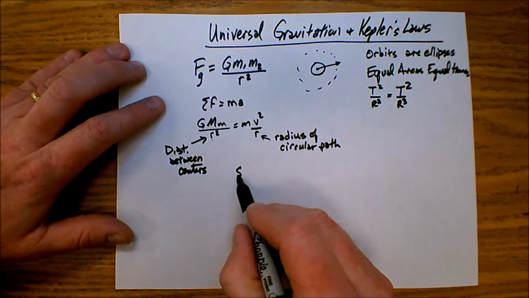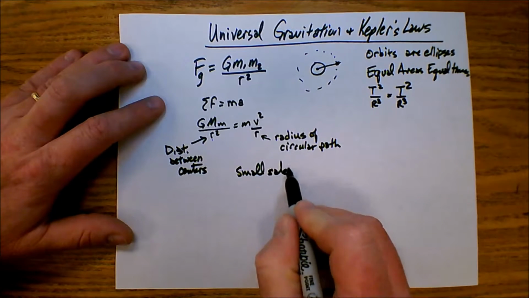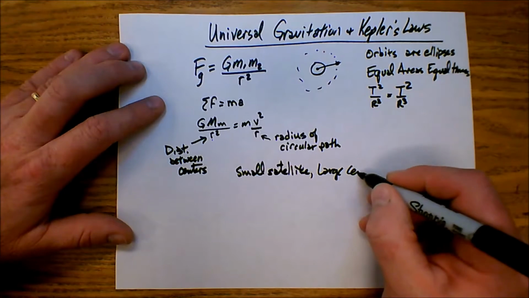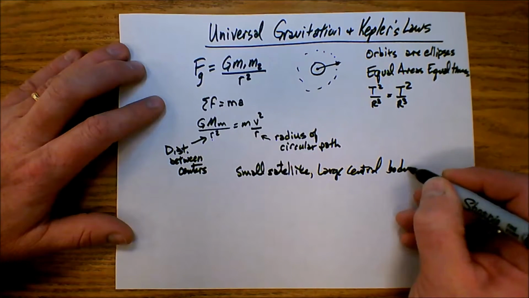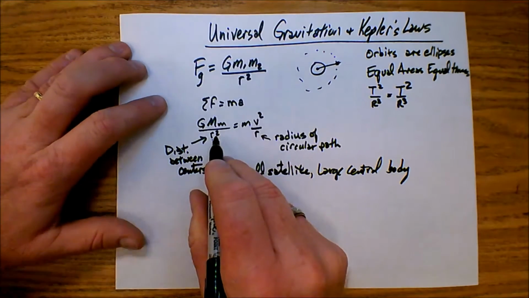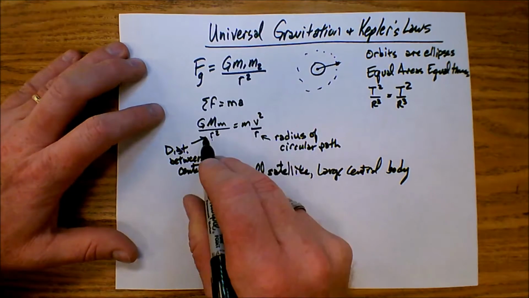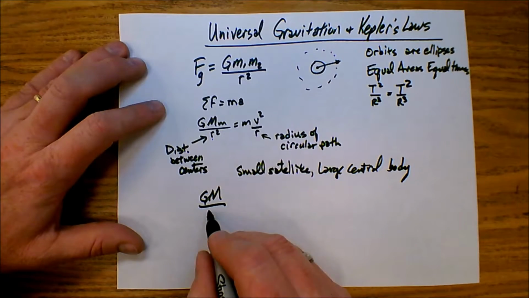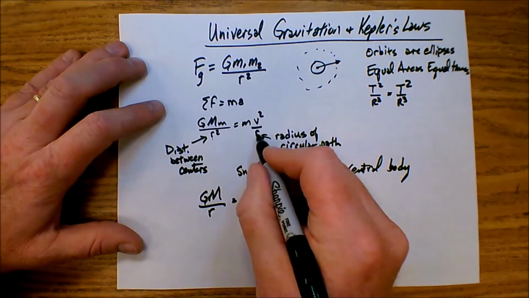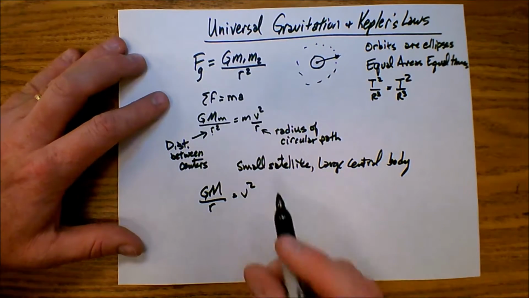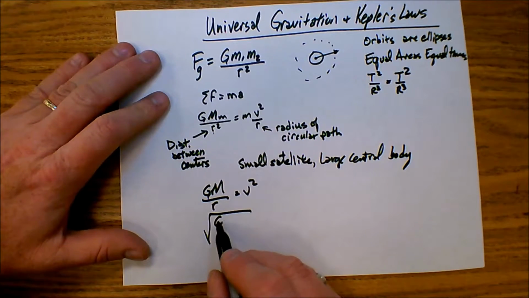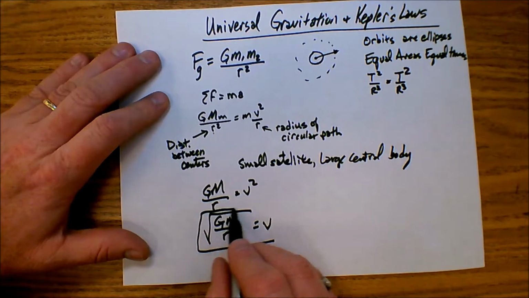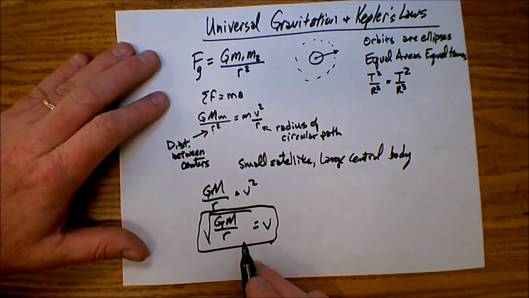So in the case of a small satellite orbiting a large central body, then the r's are the same. And so this r, I can multiply both sides by r. I can also cancel out an m. That leaves me with G times the mass of the central body over r equals, the m divided out, the r canceled out, v squared. And so the speed of a satellite can be found by taking this formula. Square root both sides. G, mass of the central body, over r, square rooted, equals the speed of the satellite. So I can get the speed of the satellite that way.